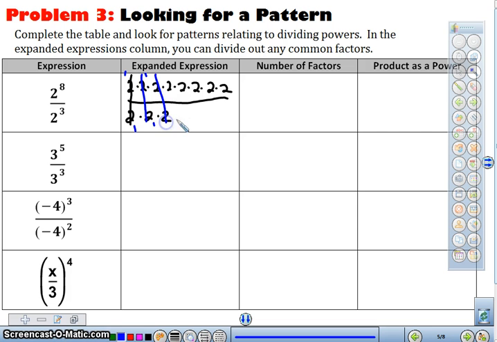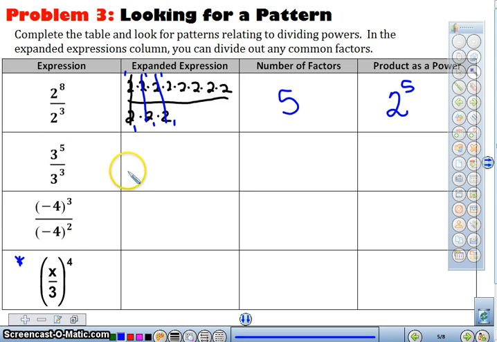Some of you always tell me 0 is 1. And how many 2's do you have remaining? Number of factors, 5. What's going to be our answer? 2 to the 5th. Notice it only works when our base is the same, so this last one is going to look a little different in our answer.